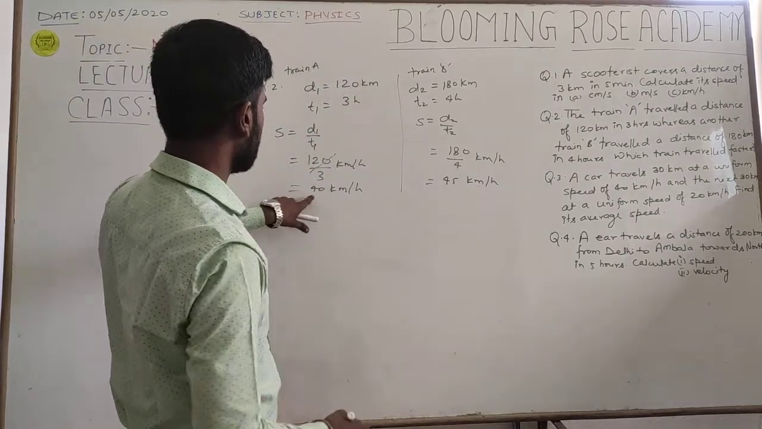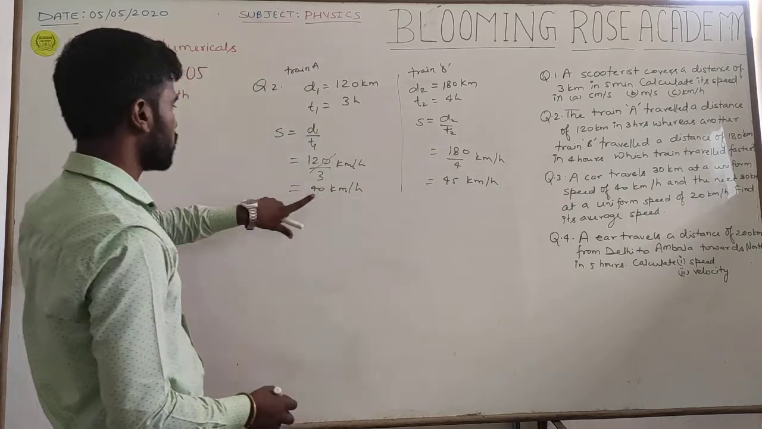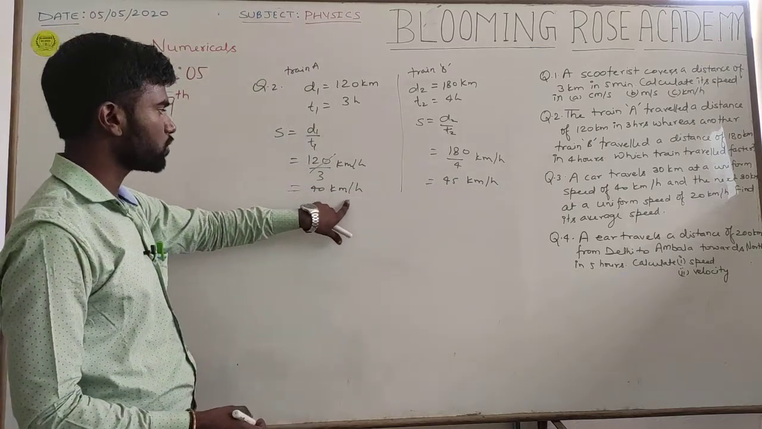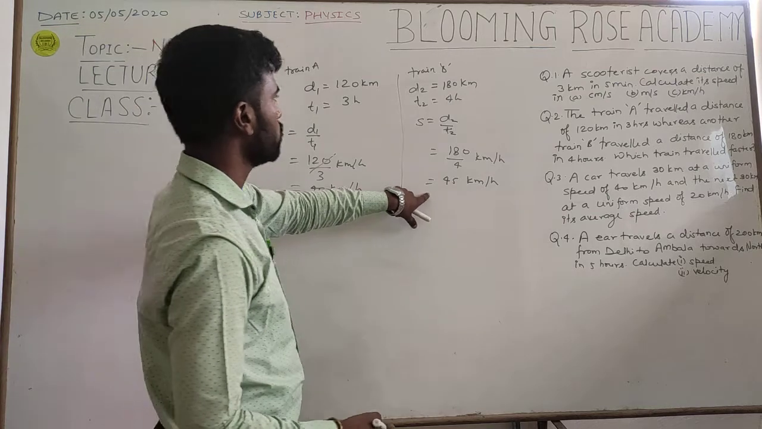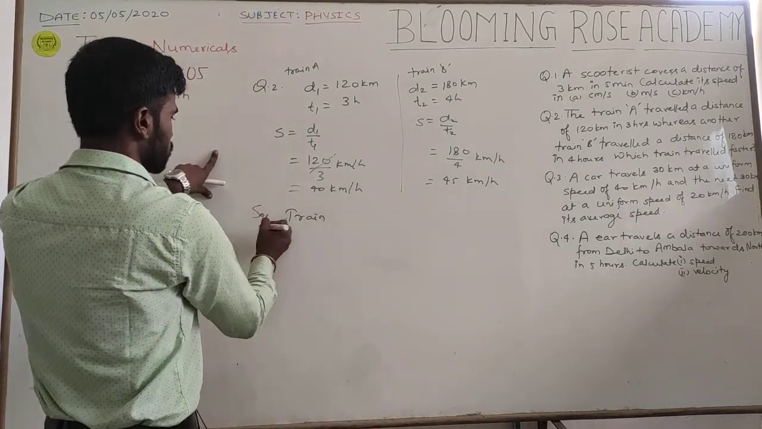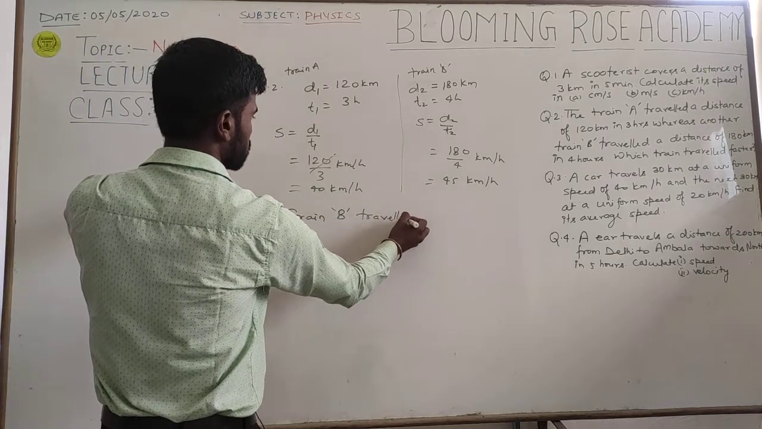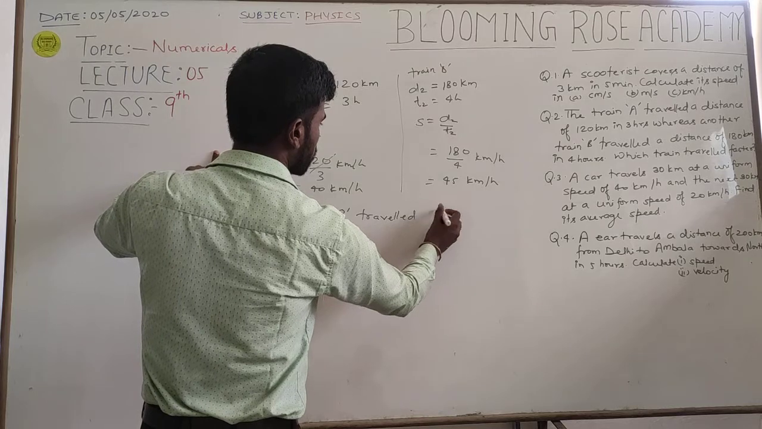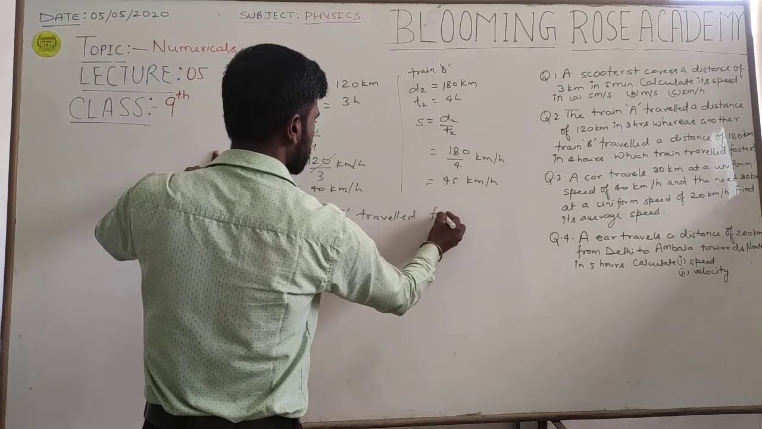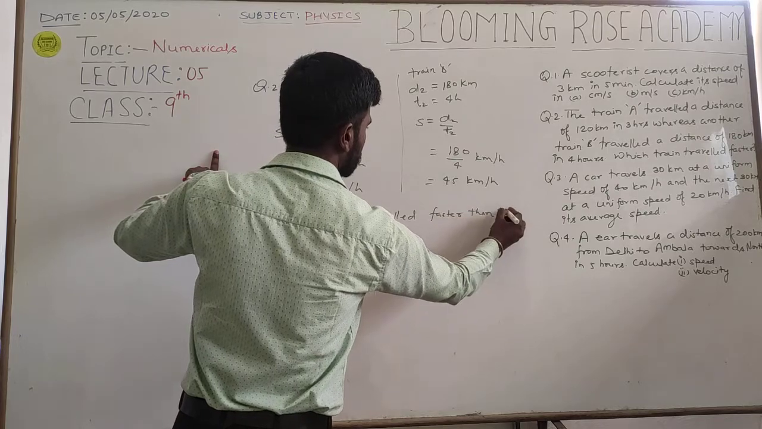Here we can see that for train B the speed is 45 kilometer per hour, while for train A it is 40 kilometer per hour. So train B traveled faster than train A.